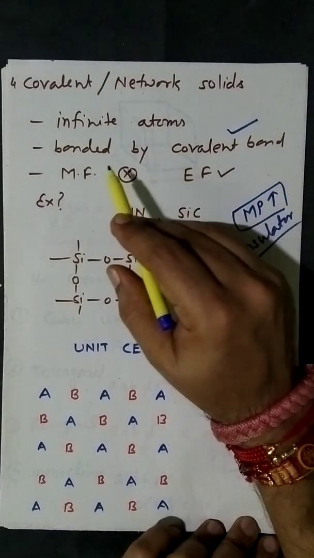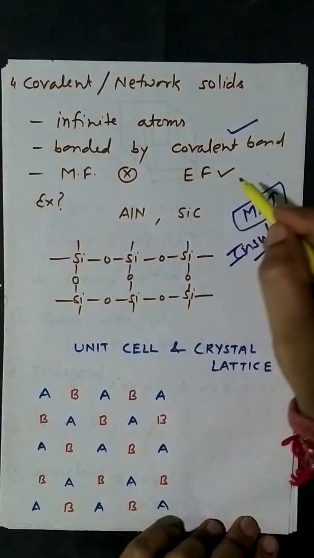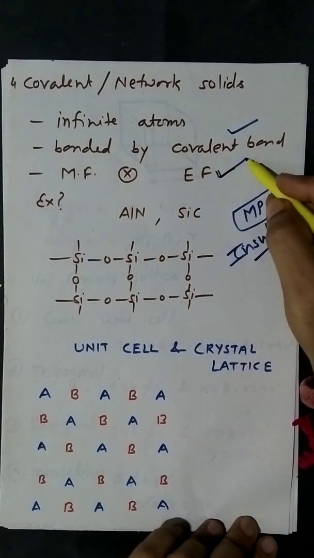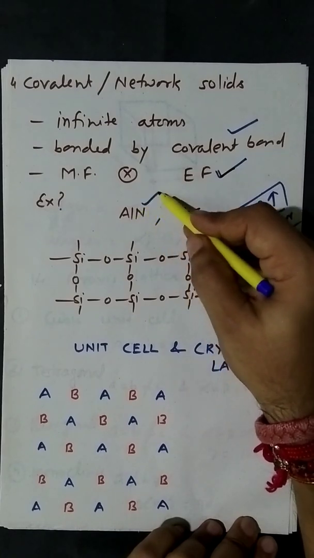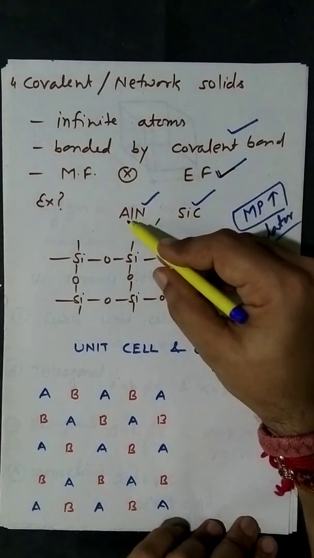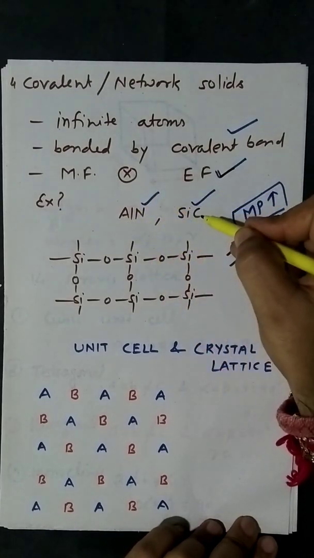Now here you cannot give their molecular formula, you can give only empirical formula for such solids. For example, aluminum nitride, silicon carbide. This is not molecular formula, they are empirical formulas.